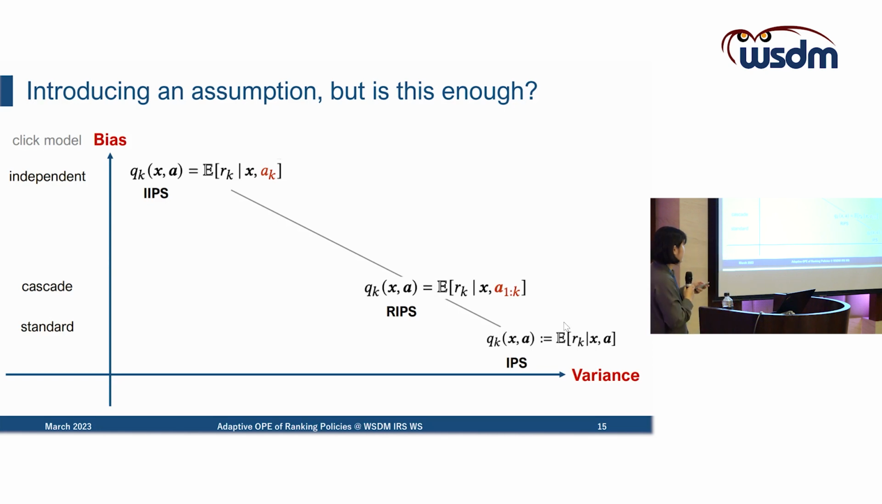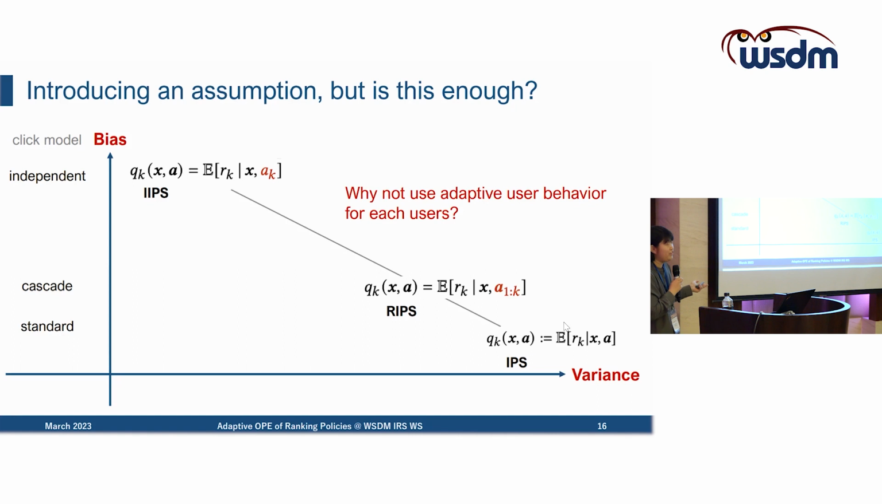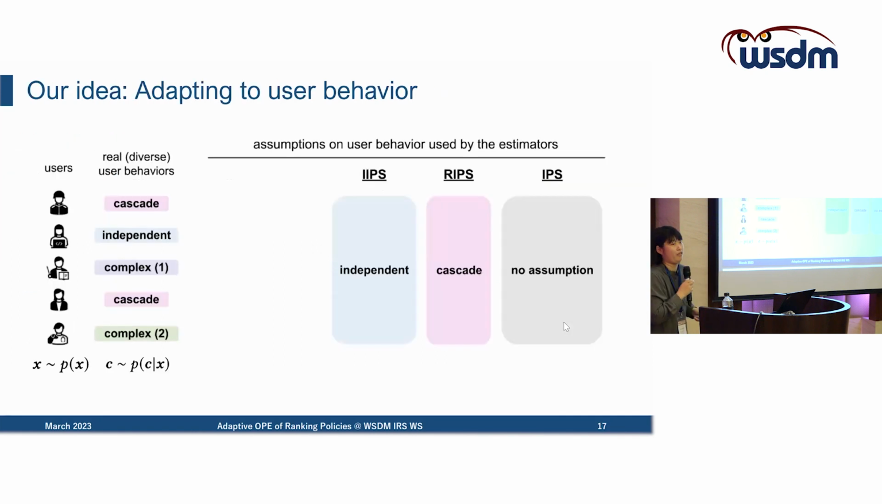So our question here is, why not use adaptive user behavior to capture more diverse user behavior, to enable a more effective bias-variance trade-off in policy evaluation? So let me give you an intuitive understanding of our approach.